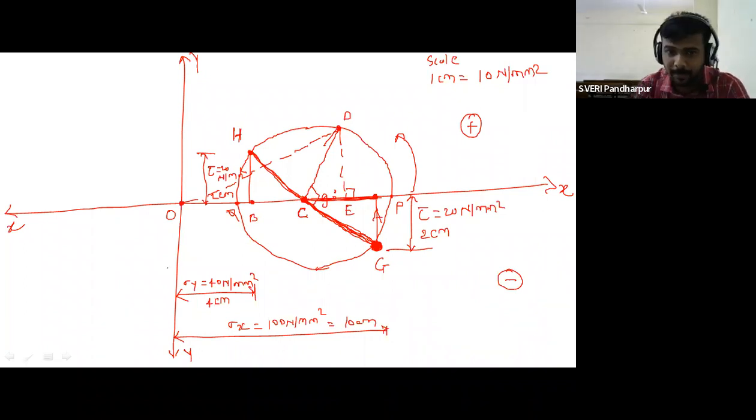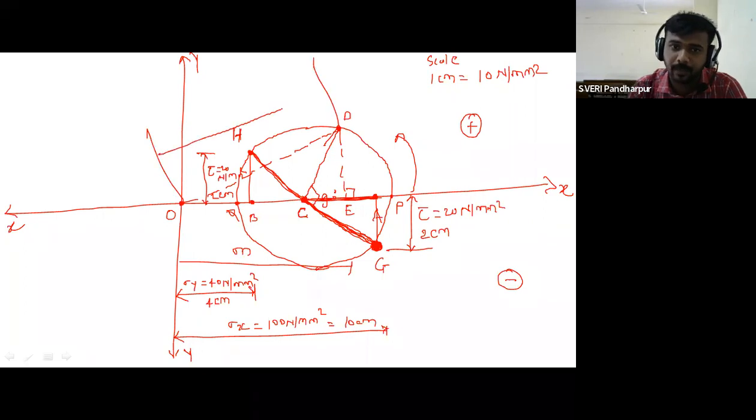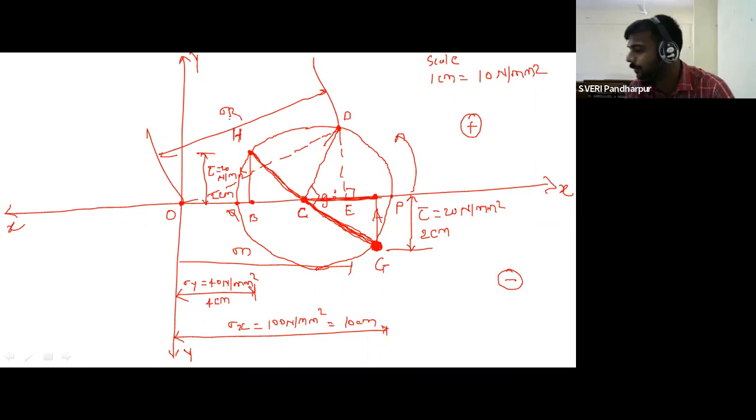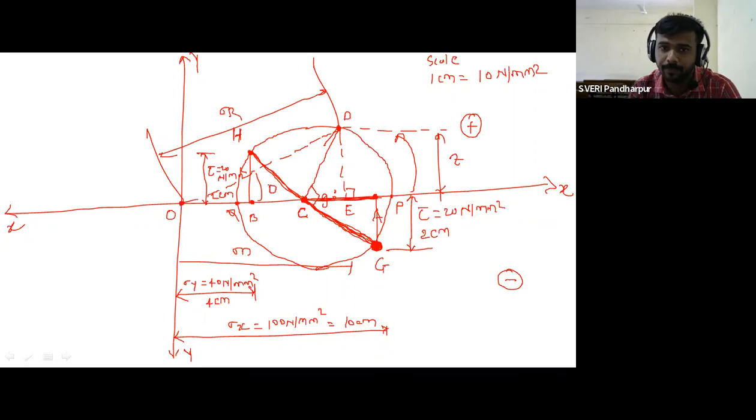Represent all the unknown parameters on the figure. O to E हा तुमचा सिग्मा n असणार आहे. O to D, this is your sigma R. Then D to E, sigma T, and angle DOE, this will be the phi.